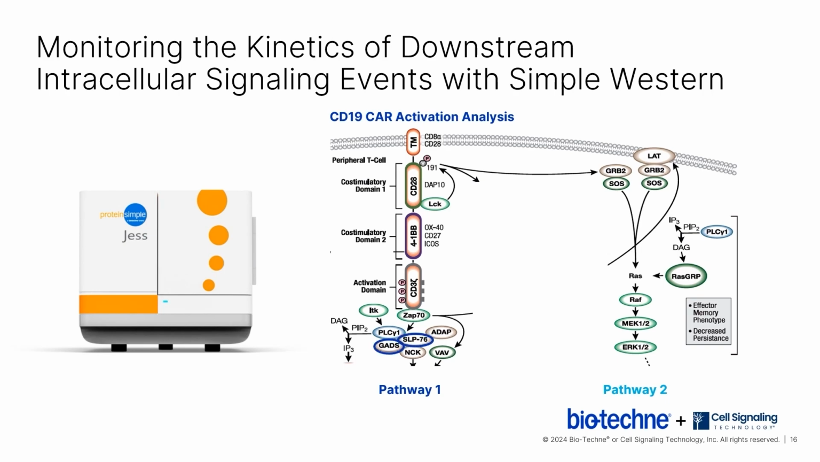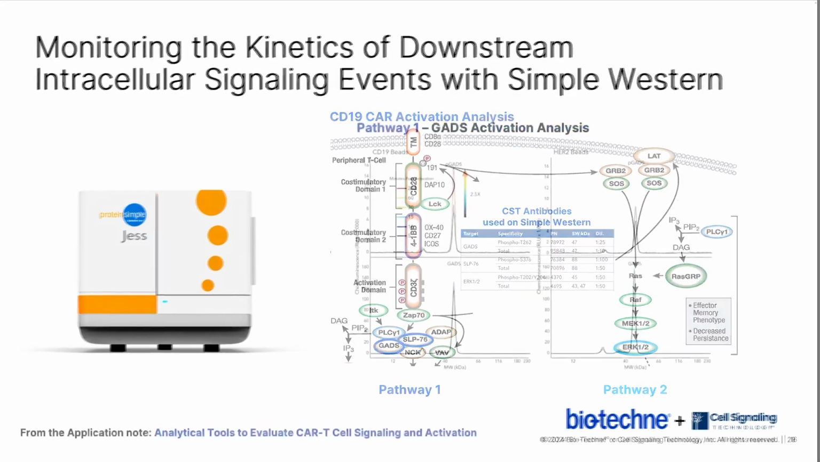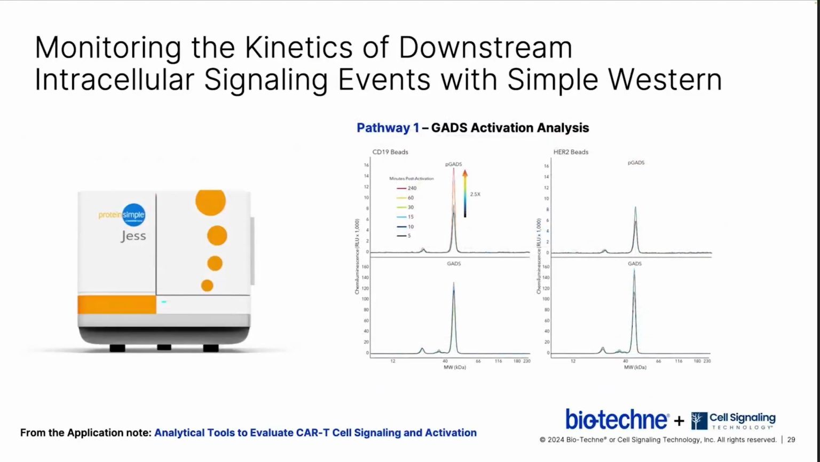Pathway 2 is the MAP kinase pathway, which is associated with regulation of memory phenotype and persistence. We elected to look at ERK1/2 phosphorylation as a readout for activation of this pathway. And shown in the center of the 2 pathways is a table summarizing the antibodies used in the analysis on Simple Western.